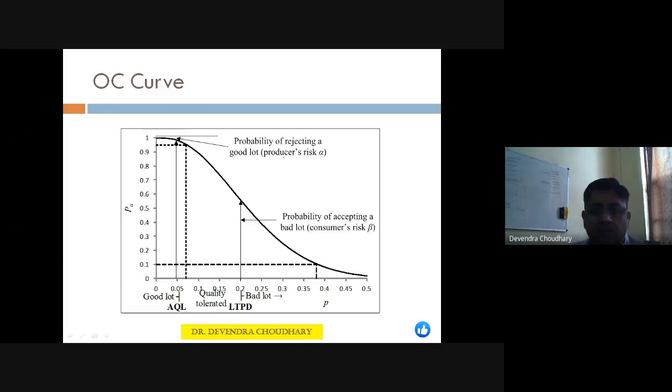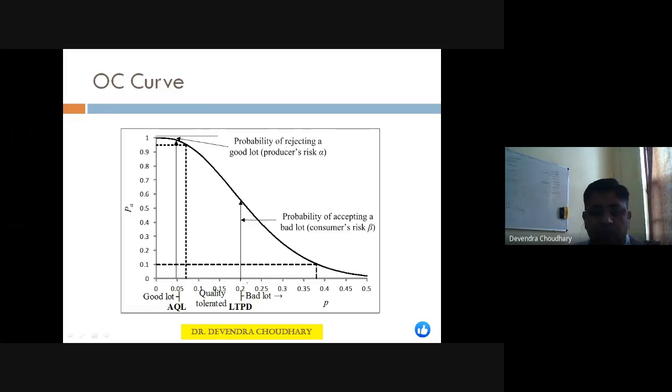Sometimes it may happen that a very good lot is submitted by the producer. When the consumer takes a sample out of this lot and inspects it, he may find most of the defectives in that sample. As a result, a very good lot may be rejected by the customer, although it was a very good quality lot. And this probability of rejection is known as the producer's risk.